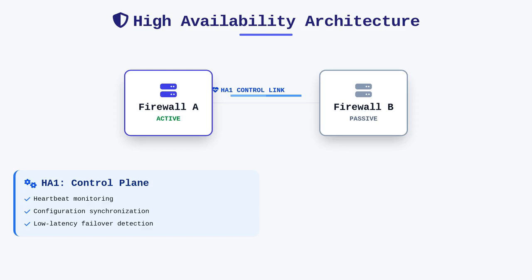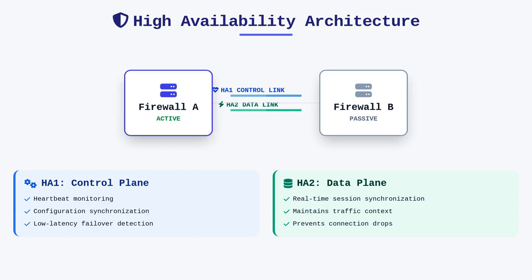The HA1 control link is responsible for the exchange of heartbeats, session synchronization, and configuration updates between the active and passive devices. It is crucial to treat this link as part of the control plane, meaning it requires reliable, low-latency connectivity to prevent false positives and failover detection.